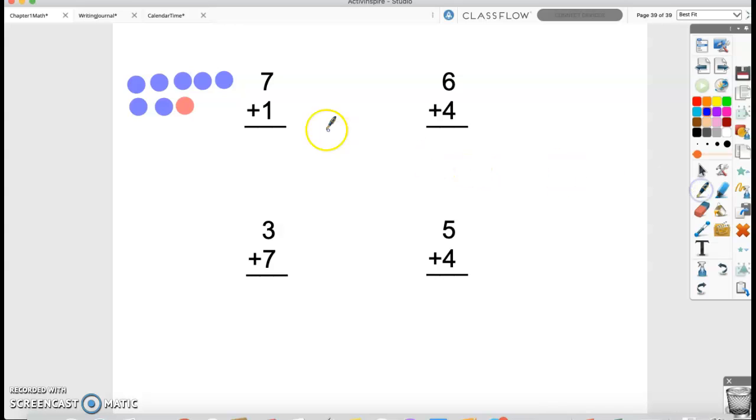So I can count it. 1, 2, 3, 4, 5, 6, 7, 8. 1 more than 7 is 8. But I also know that if I have 2 missing in my 10 frame, that number is 8. Let's try this one.